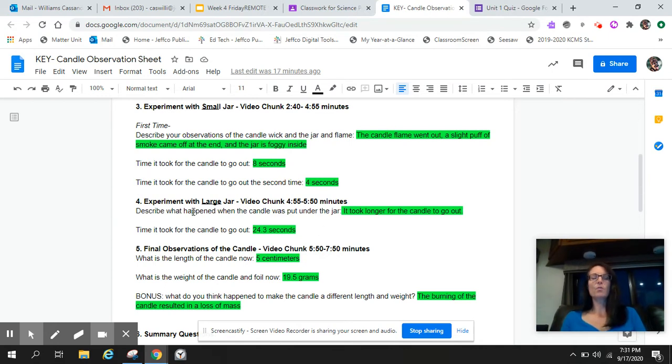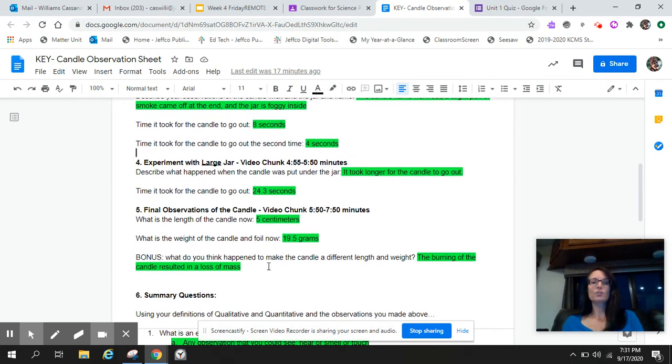So back here to number 4, he next did the same experiment with a large jar during this time frame of the video. So if we describe what happened when the candle was put under the large jar, we might say simply that it just took longer for that flame to go out. And when we measure that time, it took about 24.3 seconds. So our final observations here in number 5, that after these trials in our experiment or procedure we're watching, the length of the candle is now 5 centimeters. And the mass or the weight of the candle is less at 19.5 grams.